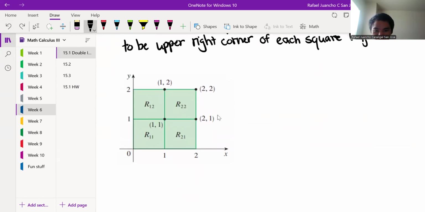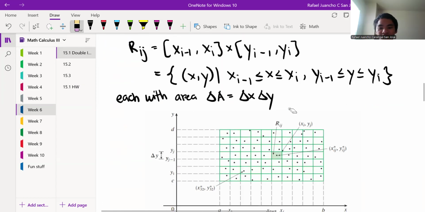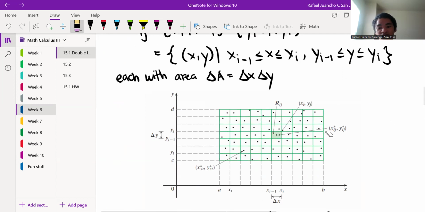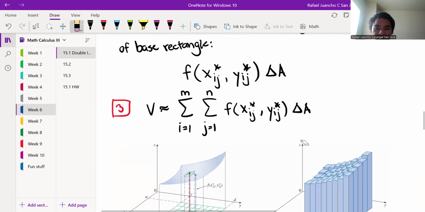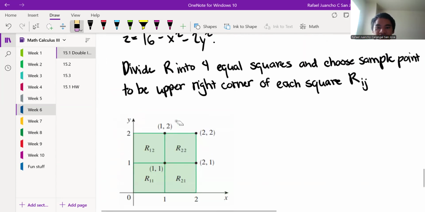If we look at this region, what's the upper right corner? This one. Now let's look at this region. That's the upper right corner. Now we look at this region. Upper right corner. So you see the idea. Obviously, it's going to be the upper right corner, because in the previous one, we chose sampling points at random. I think it was a random sampling point. This was totally random, but there's one in each region R sub ij. But here we're specifically doing an upper right.